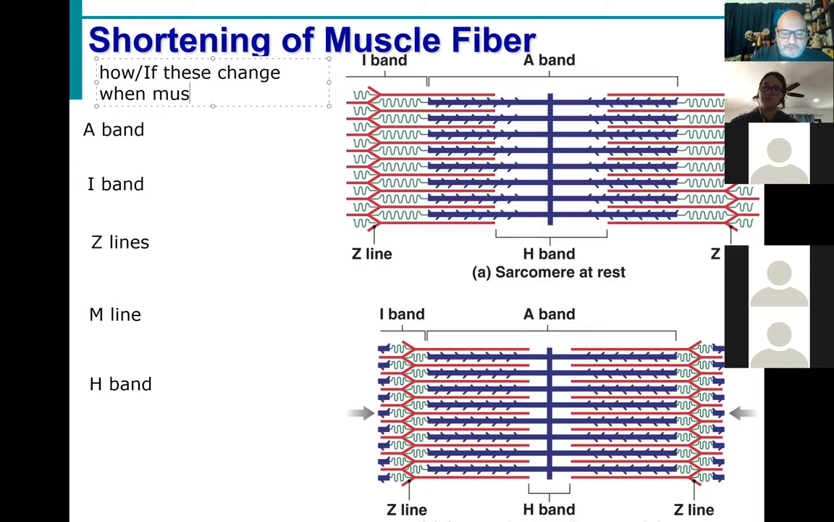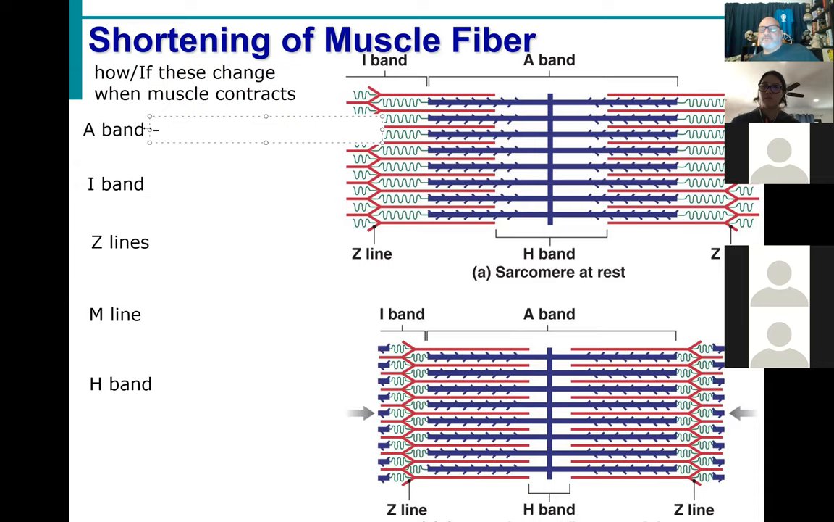Let's start easy. Does the A band change when the muscle contracts? What determines the A band again? Myosin. It's the part that has myosin. I know the myosin heads are grabbing and pulling, but does the length of the myosin filament actually change when the muscle contracts? Oh, no, just the actin. Yeah, just the actin moves. So notice the A band doesn't actually change. It stays the same.